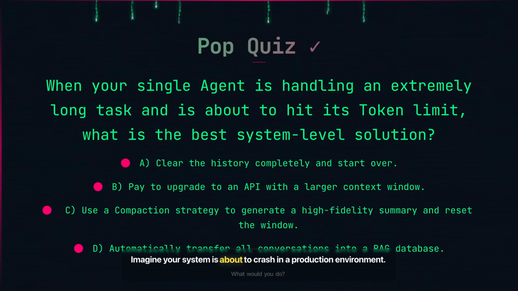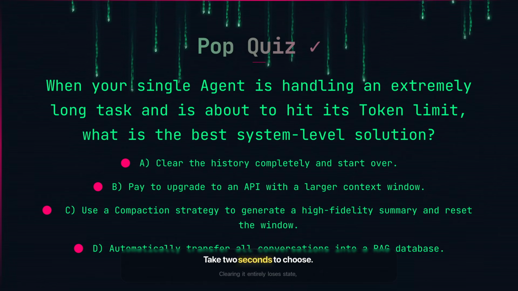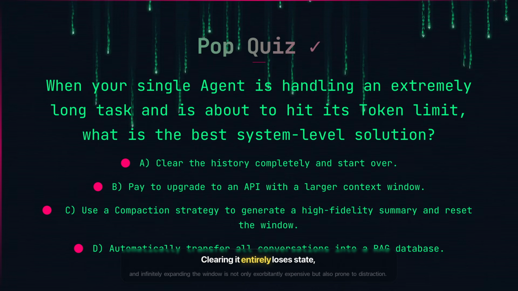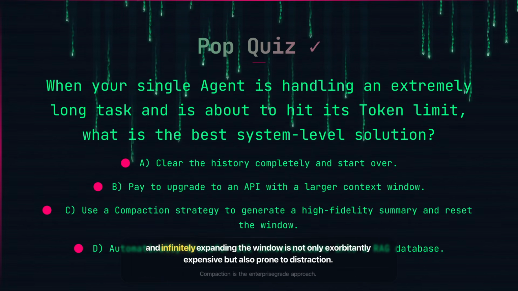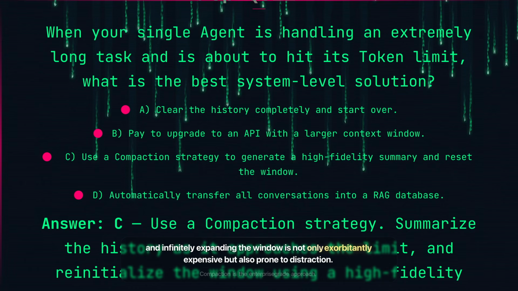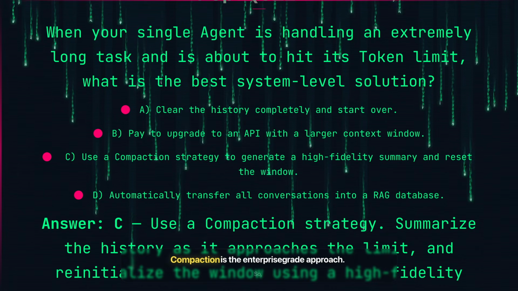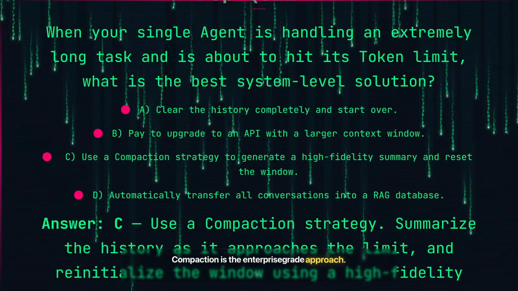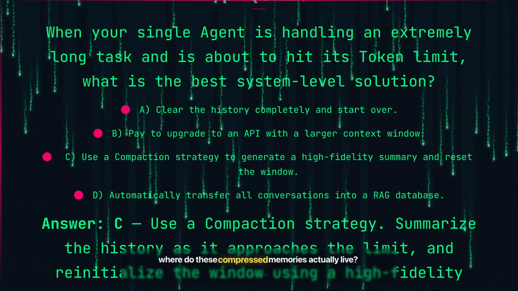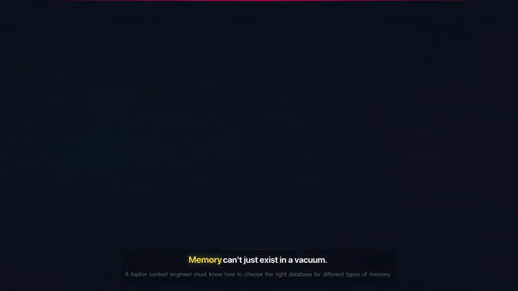Imagine your system is about to crash in a production environment. What would you do? Take 2 seconds to choose. Clearing it entirely loses state. And infinitely expanding the window is not only exorbitantly expensive, but also prone to distraction. Compaction is the enterprise-grade approach. So, where do these compressed memories actually live?